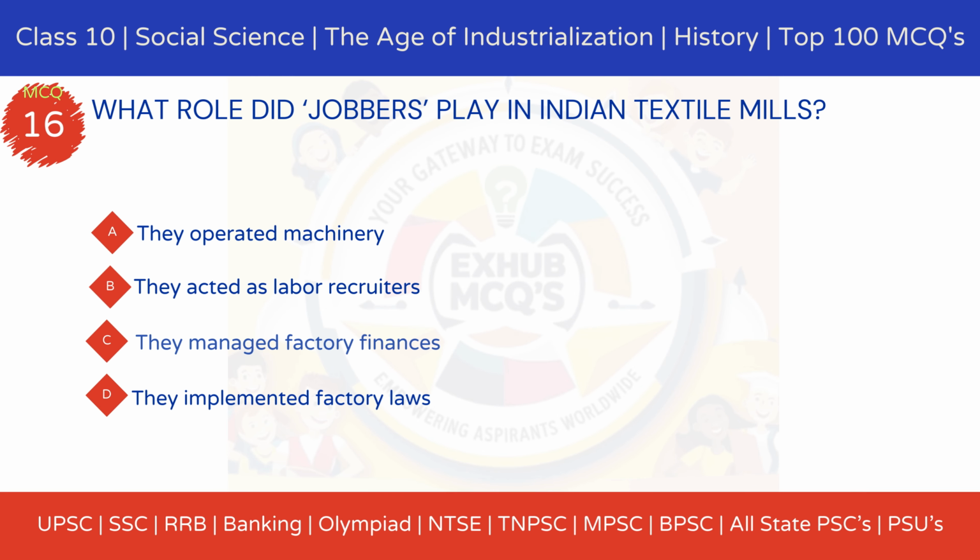MCQ 16. What role did jobbers play in Indian textile mills? Option A, they operated machinery. Option B, they acted as labor recruiters. Option C, they managed factory finances. Option D, they implemented factory laws.